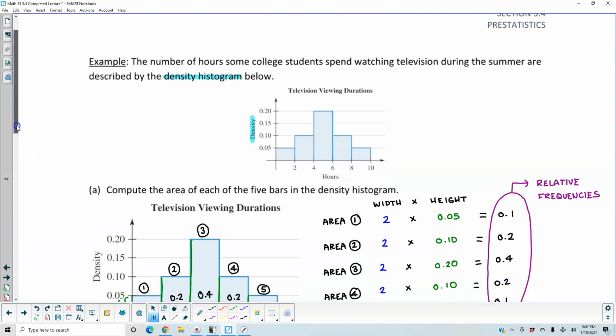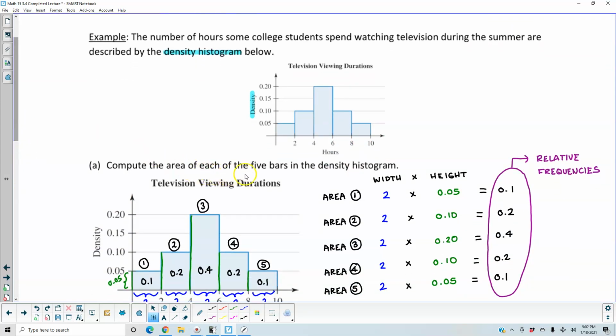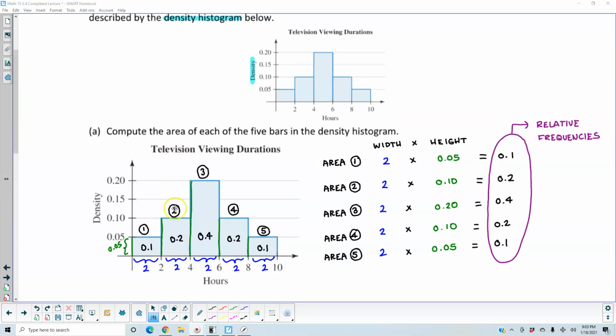So for part A, they want us to compute the area of each of the 5 bars in the density histogram. In order to compute the area of each bar, we need to know the width of each bar. Well, the width of each bar we determined is 2. This goes from 0 to 2. 2 minus 0 is 2. 4 minus 2 is 2. 6 minus 4 is 2. 8 minus 6 is 2. So we know that the width of each bar is 2. Now we need to determine the height.